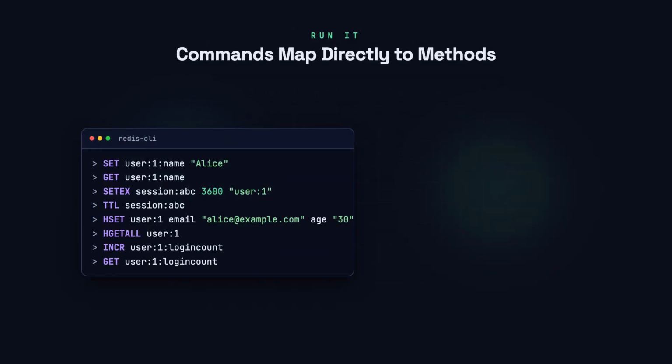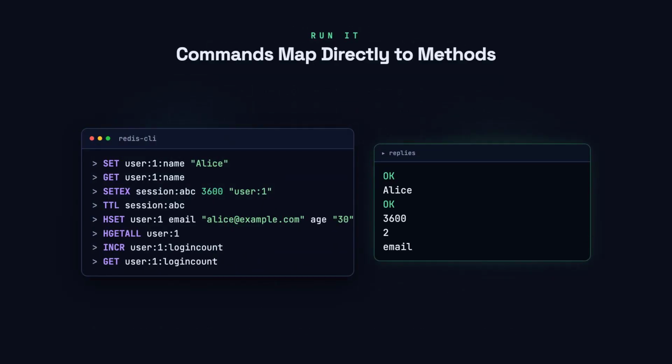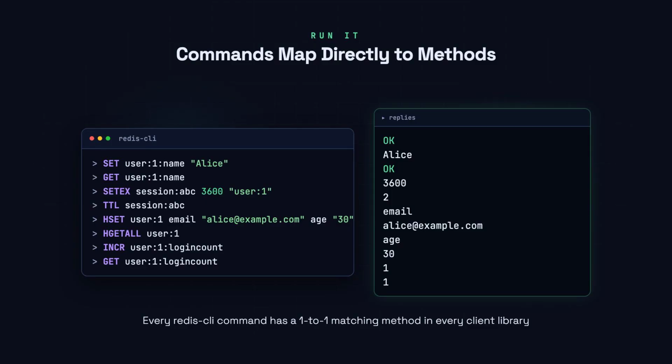Here is Redis CLI, showing the exact commands your library will send. SET and GET store and retrieve strings. SETEX sets a value with a TTL in seconds. HSET stores a hash, and INCR atomically increments a counter. Your library methods have the same names.